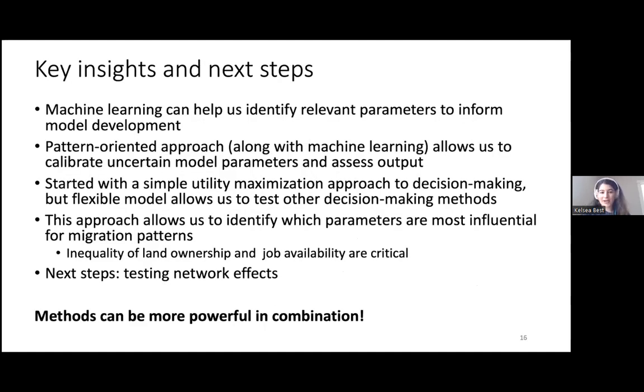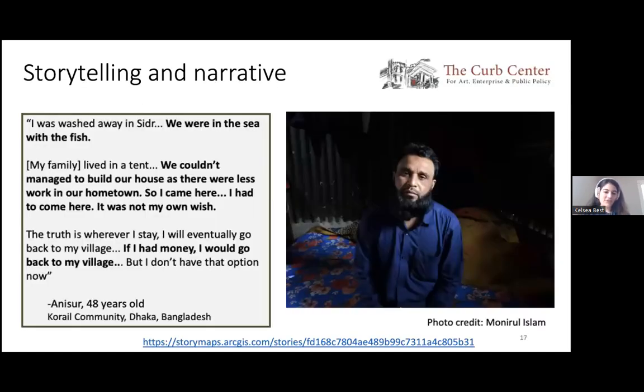So the key points are machine learning can help us calibrate our agent-based models and also inform what goes into the agent-based models. The pattern-oriented approach, I think, is powerful, again, for evaluating the model and calibrating it. The model is flexible to allow us to test different decision-making, and it's this kind of approach of multiple methods that has led us to the insight of inequality and economic opportunity being really important within the origin community for rates of out-migration.